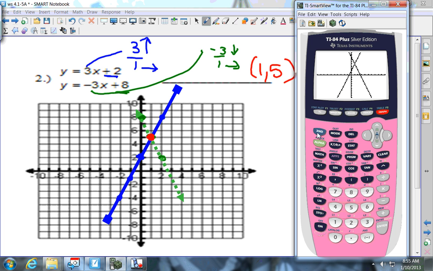Let's check the table. Second graph. I'm looking at 1 and 5. Sure enough, it's 1 and then it's 5 and 5, so that means my answer is correct. I just want to remind you the other way. Second, trace, 5 for intersect. Enter 1, 2, 3. Enter 3 times, 1, 5.